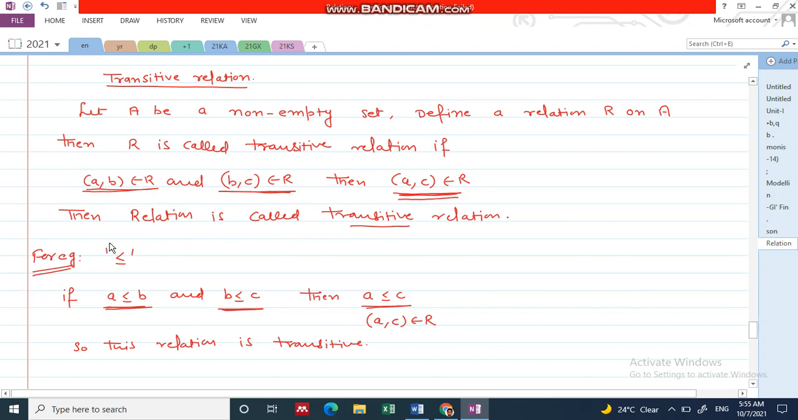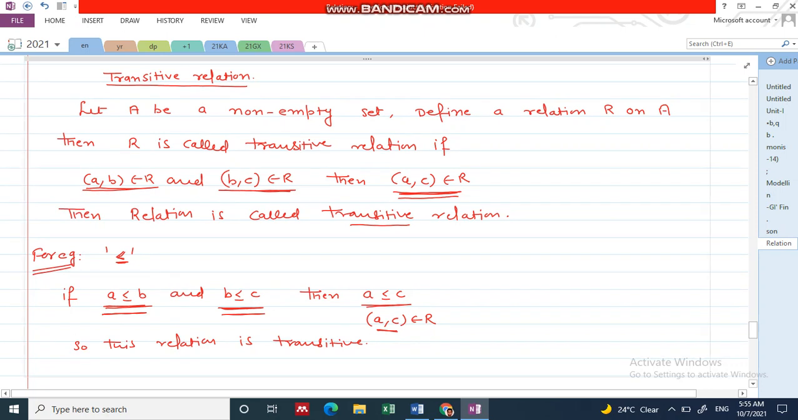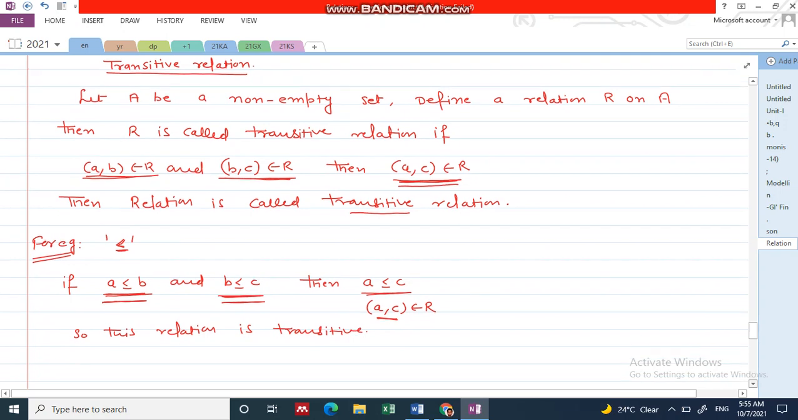So we understand this with the help of one example. Suppose the relation is the less than or equal to relation. Here we know that if a is less than or equal to b and b is less than or equal to c, then a is less than or equal to c. So as a is less than or equal to c, it means that (a, c) is a member of R. So this relation is a transitive relation. Now we solve the next example based on this.